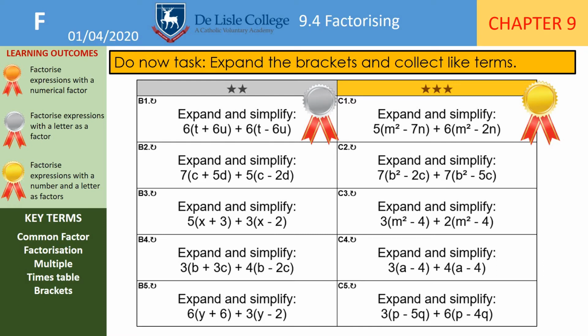C2, 14b squared minus 49c. C3, 5m squared minus 20. C4, 7a minus 28, and C5, 9p minus 39q.